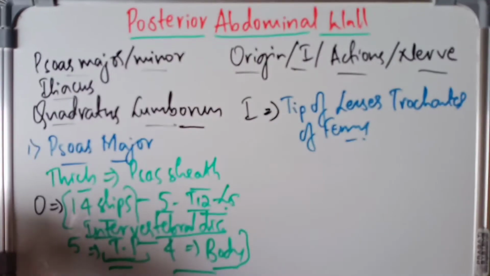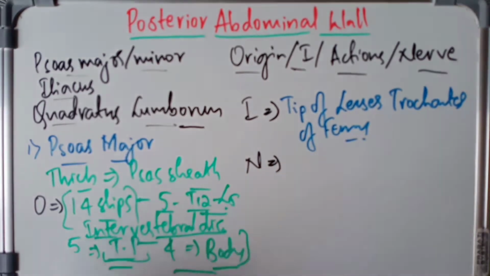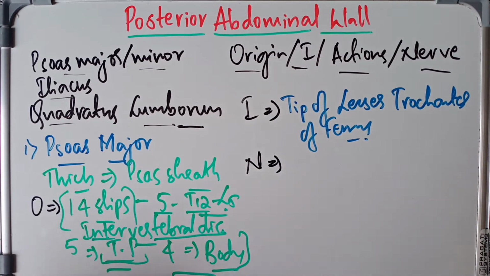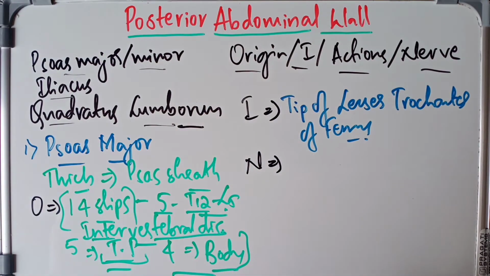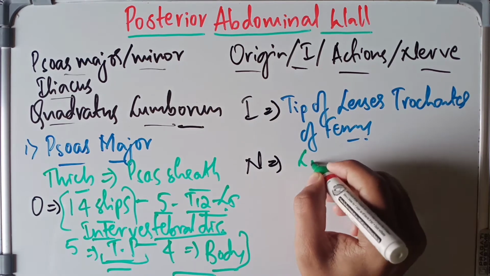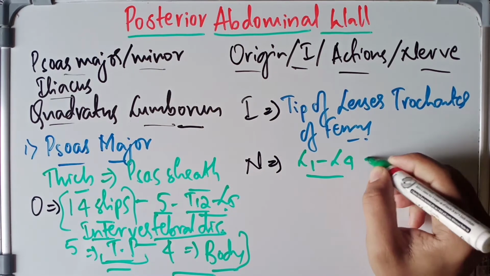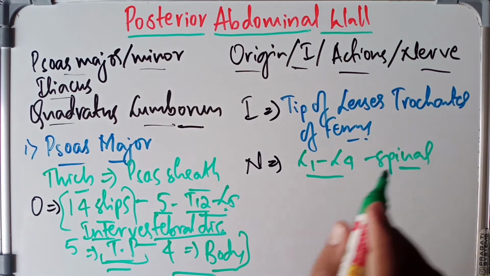Then what about the nerve supply? We have to know about the nerve supply. Nerve supply I am denoting it by N. So nerve supply of the psoas major is from the direct branches from the ventral rami of L1 to L4 spinal nerves. We have direct branches from the L1 to L4 spinal nerves, ventral rami.